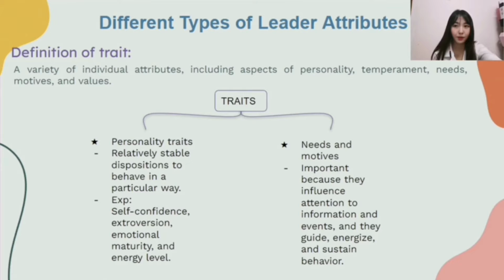Now I want to present about the part of different types of leader attributes. The term trait refers to a variety of individual attributes. Personality traits are relatively stable dispositions to behave in a particular way. One of the examples is self-confidence.